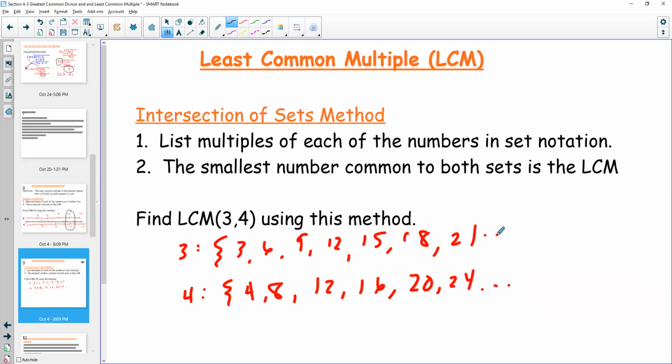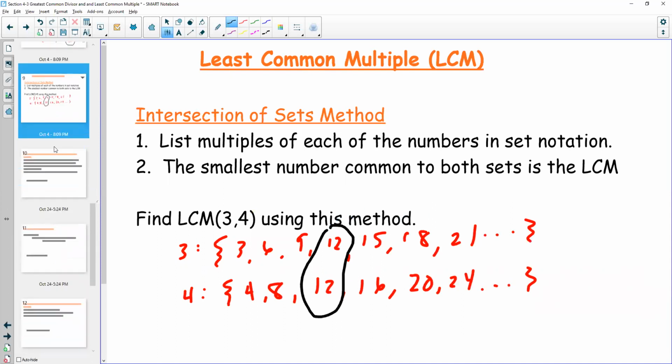And they both continue, right? Okay, and then we look. What's the smallest number they have in common that they overlap? It's 12, okay?